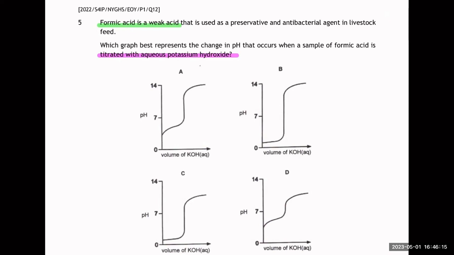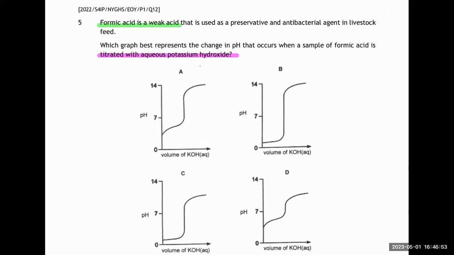My endpoint will be closer to the strong one. If both are strong, then the endpoint is at 7. But if I have one strong and one weak, my endpoint will be closer to the stronger one. So if I have a weak acid and a strong base, my endpoint is nearer to the strong base. If it's the opposite, where I have a weak base and a strong acid, my endpoint is nearer to the strong acid. So over here, my endpoint has to be nearer to the strong base, and therefore the answer is A.